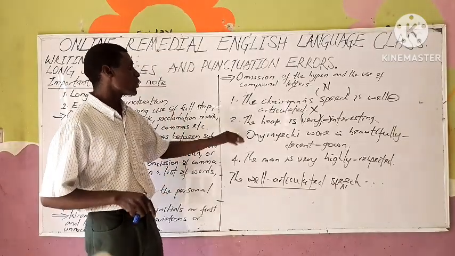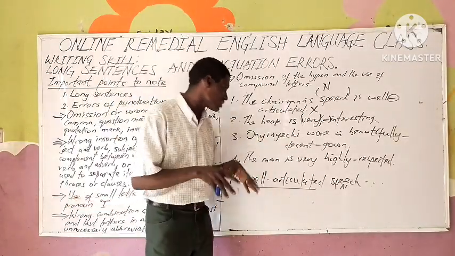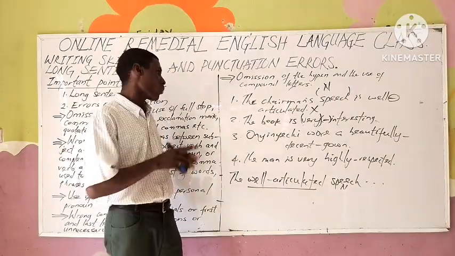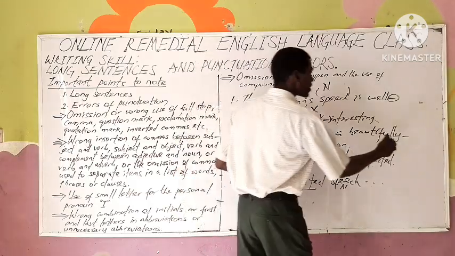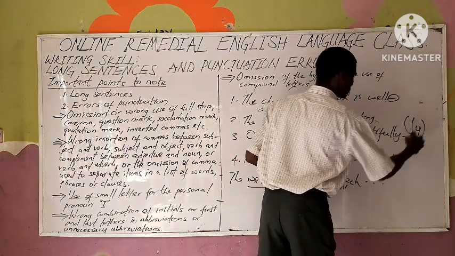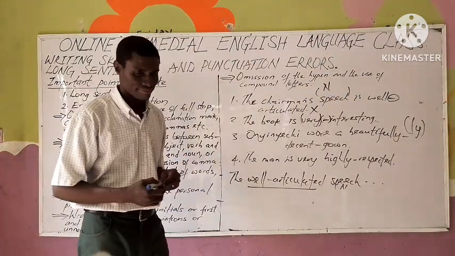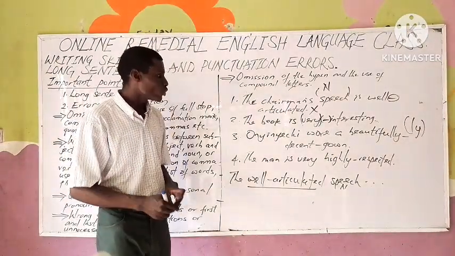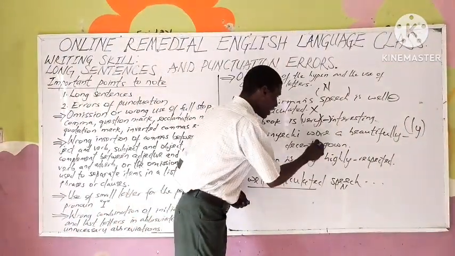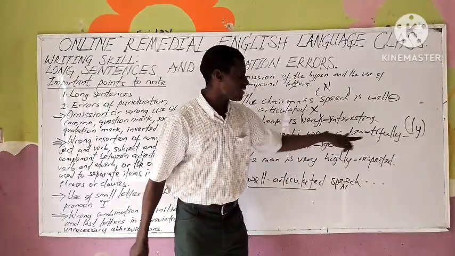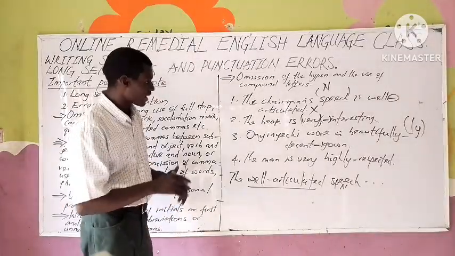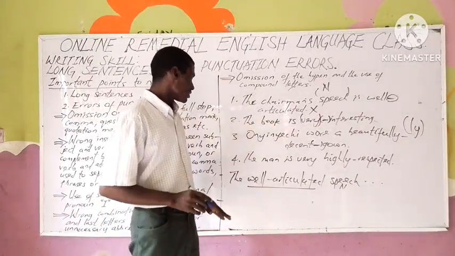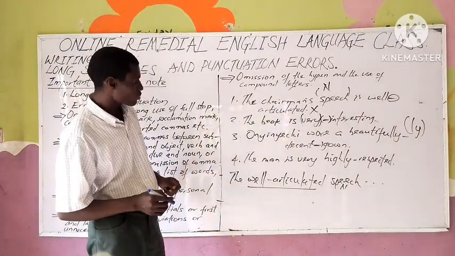The third one, Oyechin wore a beautifully decent gown. Oyechin wore a beautifully decent gown. The problem with this is the adjective with ly, you don't need to put the hyphen. If the structure is like this, you drop the hyphen. You drop the hyphen because of the ly. The last, the fourth one.